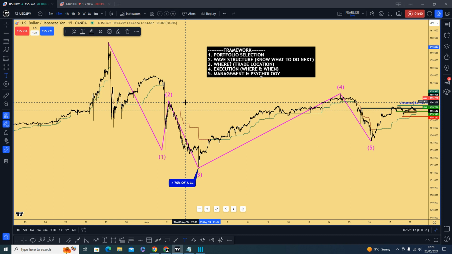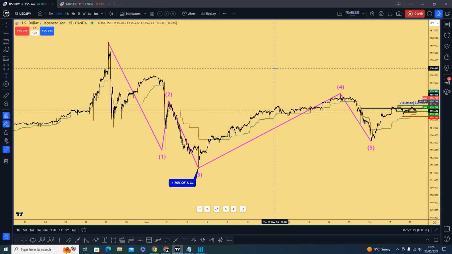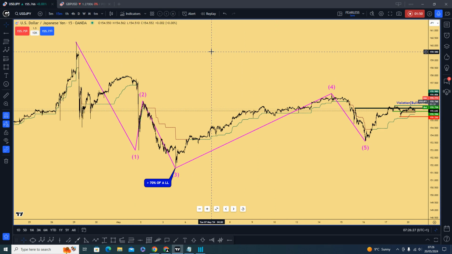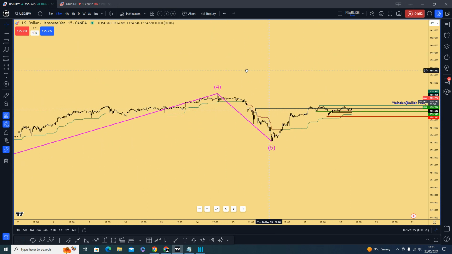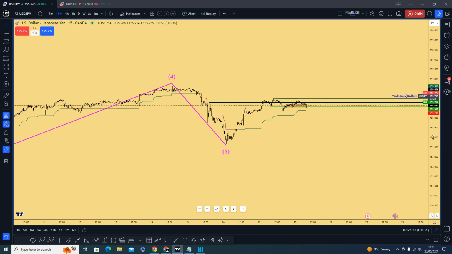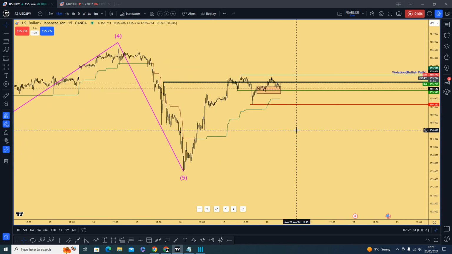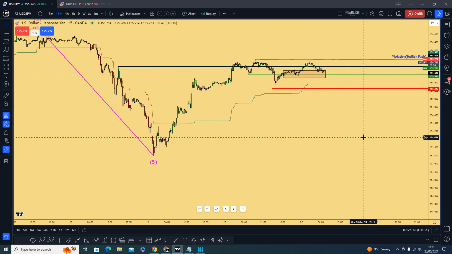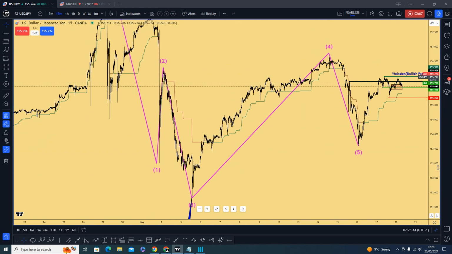Then the rest is the bigger thing, which is the management and the psychology of the trader, how you interact with the market. So this morning we have a sell interest in the US dollar Japanese yen. Dollar yen is one of our bear, sell pairs. And for me the picture is very clear as to what I should be expecting.